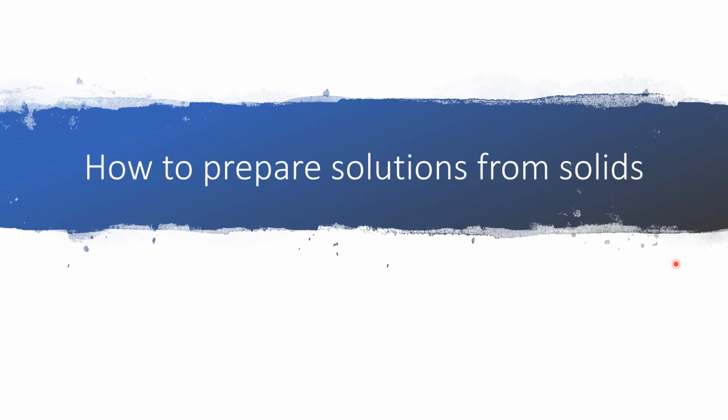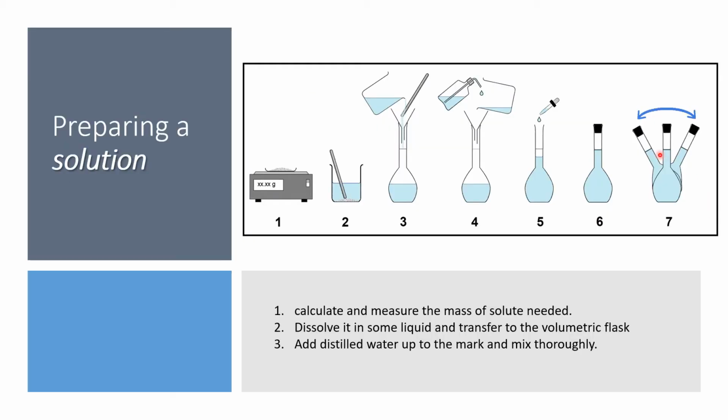Before getting to the actual problems, we are going to see how to prepare solutions from solids. So the first step will be calculating, of course, the amount of solid that we need to prepare the solution. We measure that with a digital balance, if we have one, which is better. Then we dissolve the solute in some distilled water. You have to be careful that it's not more than half of the final volume that we are going to prepare, so we don't overpass that.